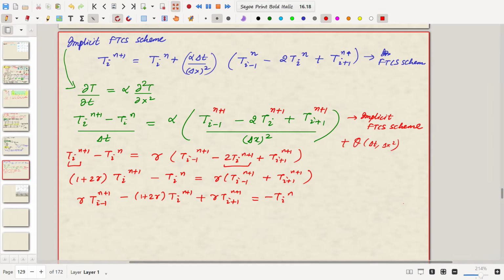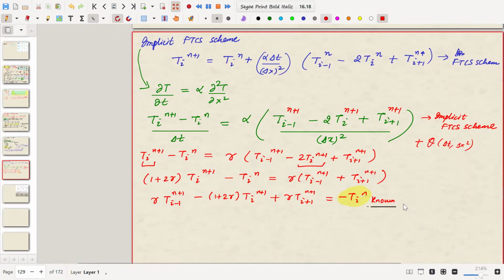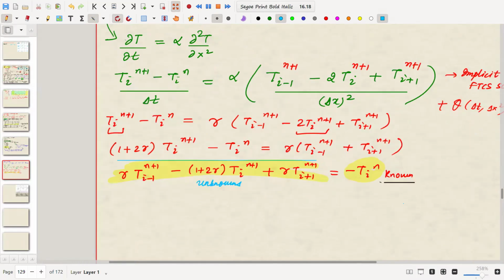This is the only term you know. This is the known quantity. The others are all unknown to you. These are unknowns. Can you see what is going to happen?